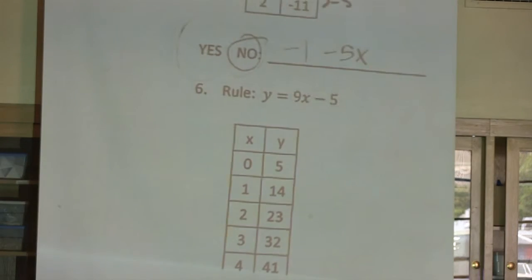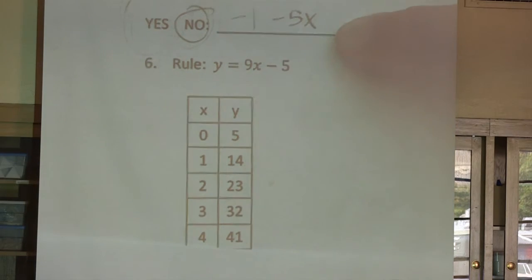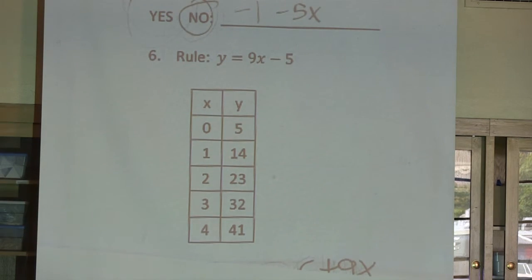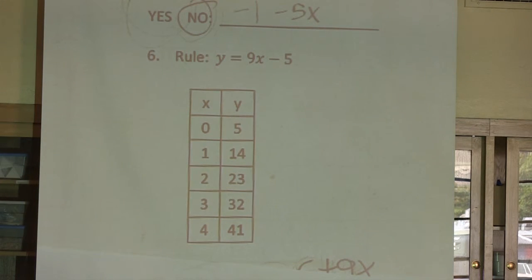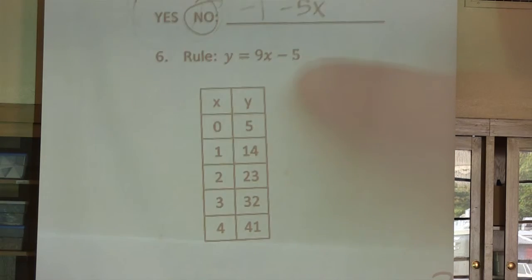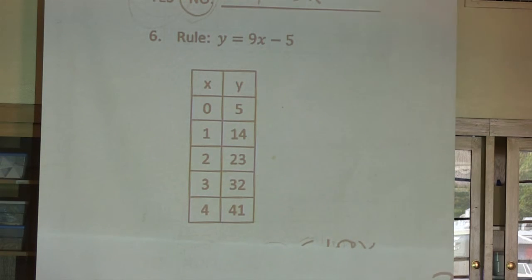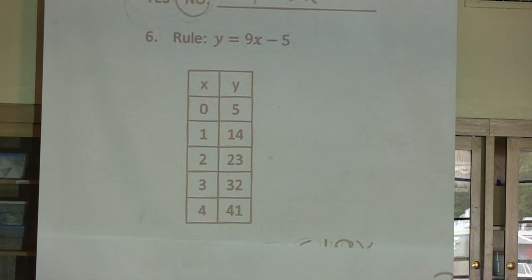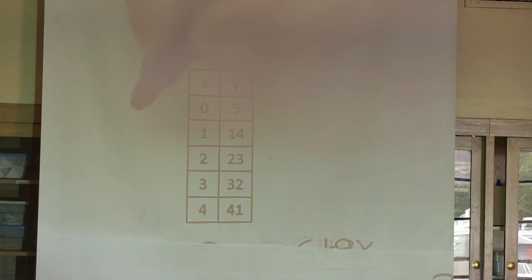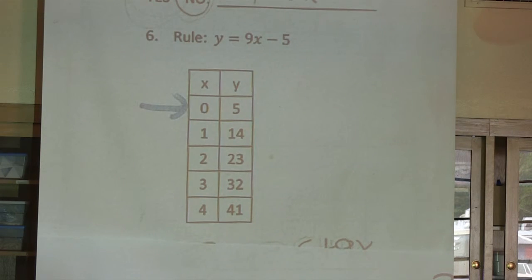Is this one right? Number 6? Kalasia, why is this one right? Tell me why this is right. Because it says 9x is 5. And 0 is at 5. It's not even minus, so it's not at 5. So how would you change it? How could I make this rule right? I thought it was. No, it's wrong. My bad. It's 9x plus 5.